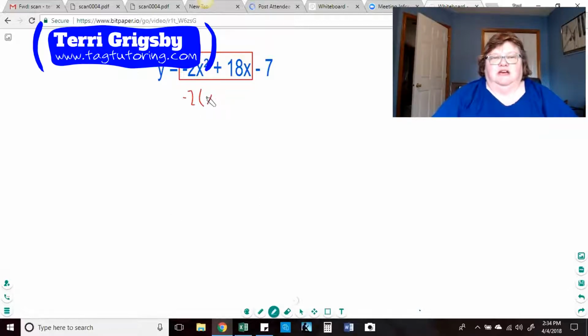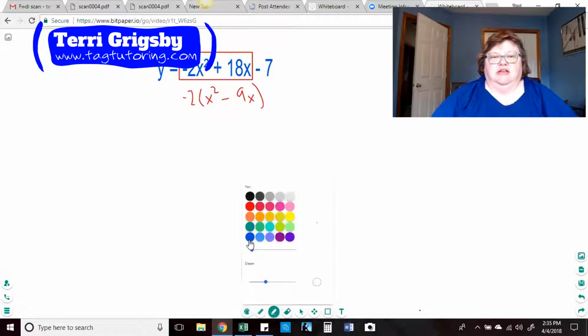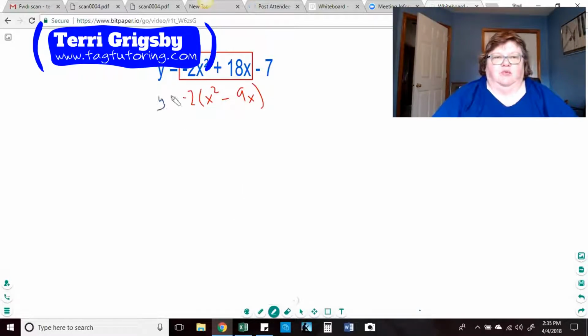That will leave me an x squared minus 9x. I'm going to double check that just because I'm a little nervous. So is negative 2 times x squared negative 2x squared? Yeah. It's negative 2 times negative 9x, 18x. Yeah, it is. So it looks like we factored that correctly. So now let me bring down everything else we have. We have a y and we have a minus 7.